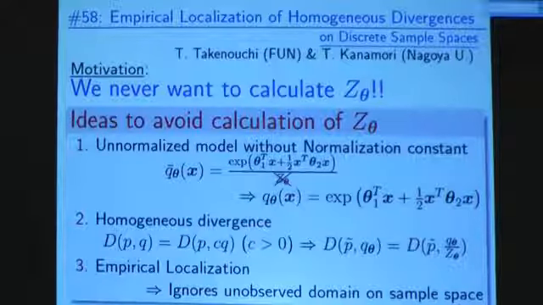The first idea is an unnormalized model without a normalization constant, written like this. And the second idea is homogeneous divergence. Homogeneous divergence is invariant against change of the magnitude of the function. So we can estimate the parameter with the unnormalized model. And the final idea is empirical localization. And this idea makes it possible to ignore the unobserved domain on the sample space.